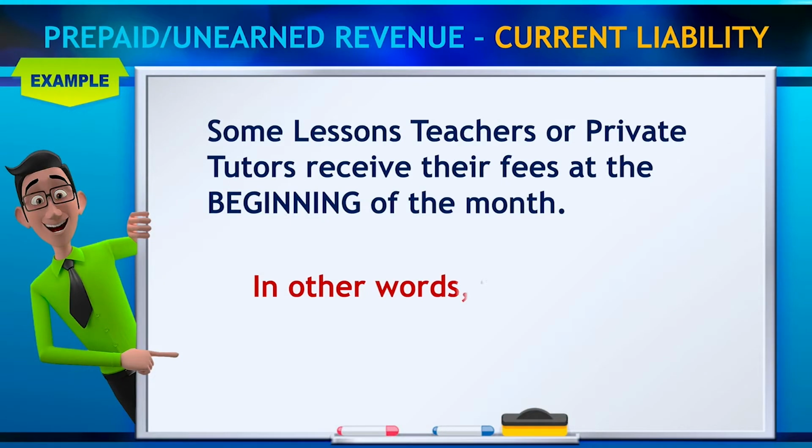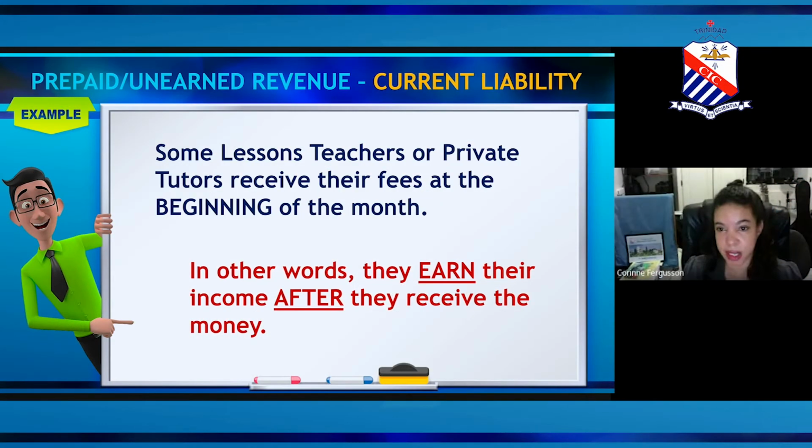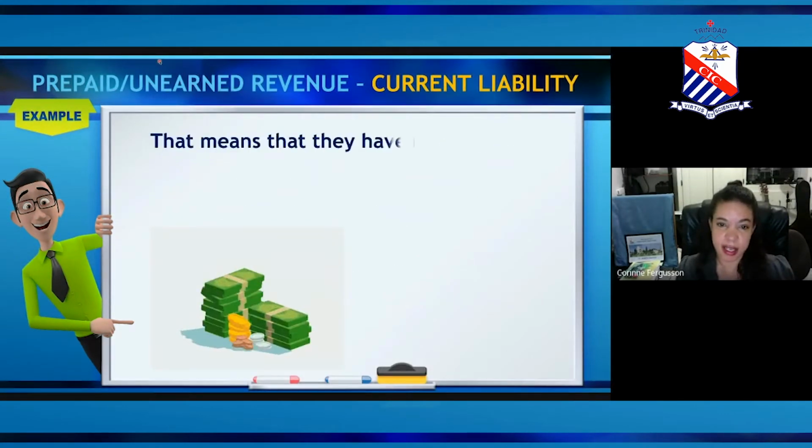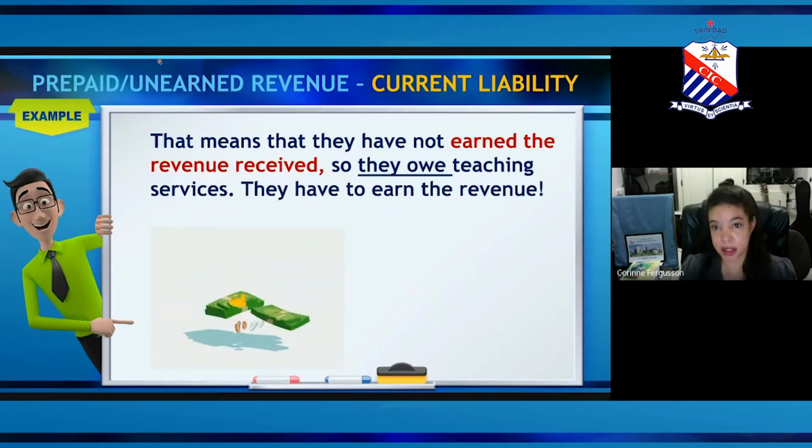If you receive the money before you earn it, that means it's unearned, and that would be a current liability. Right? So they earn their income after they receive the money. So for them, if they were to do their books, it would be unearned, and that would mean that they are owing a service, a current liability.